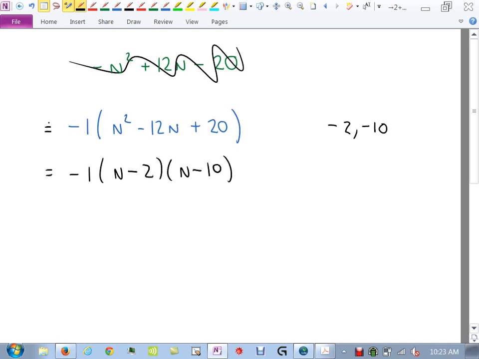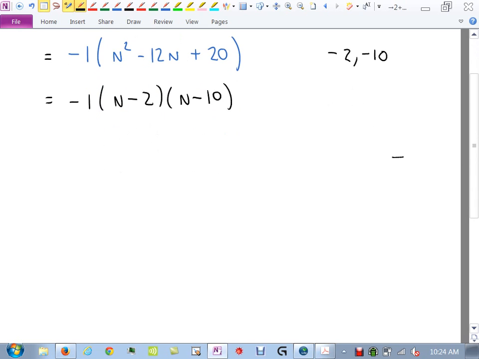How come, is it because you took the negative out? Is that why the order changed from the positive 12 to the negative 12? Yes. Because by factoring negative 1 out, remember, if I multiply this negative back through, I would get negative n squared, which I have. I would have positive 12n, which is up here. I would have negative 20, which is here. But see, this method does not work if you have that negative out front.